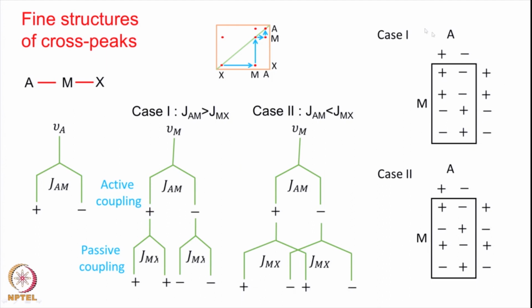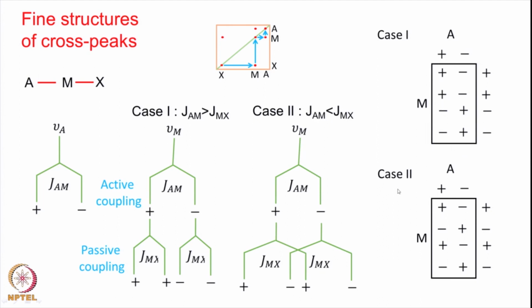So let us put that in here. For the M spin I have this plus plus minus minus, and along the A spin I will have plus minus here. So what will it be inside? It will be a product of these two. The plus minus you multiply by plus, you get a plus minus, again multiply by a plus, you get a plus minus, and you multiply by minus, you get a minus plus, multiply by minus here, you get a minus plus. Therefore inside the cross peak I will have this sort of a fine structure.